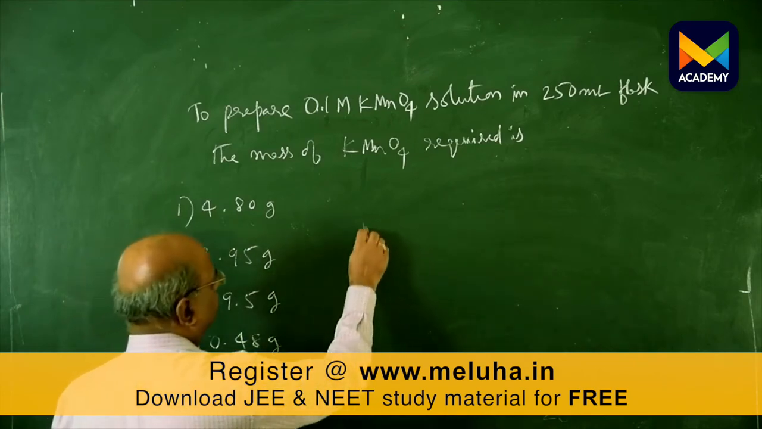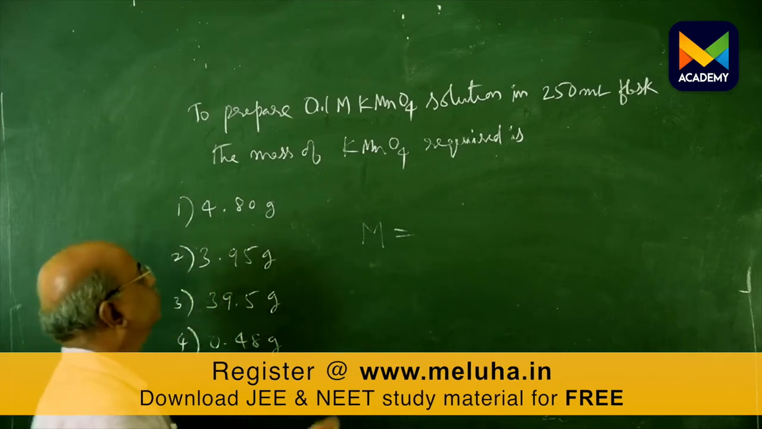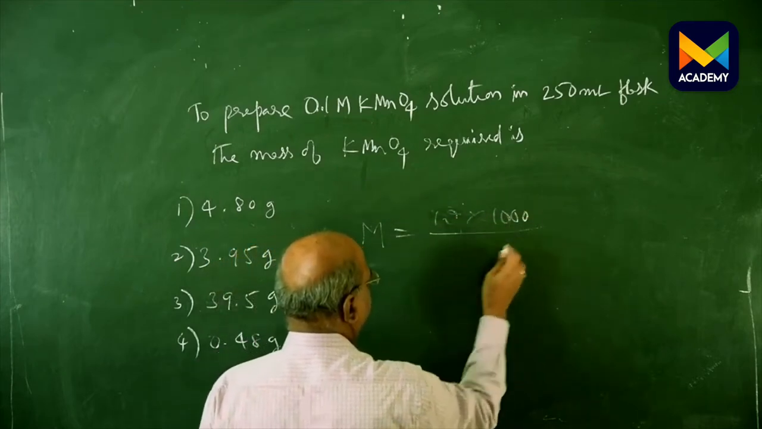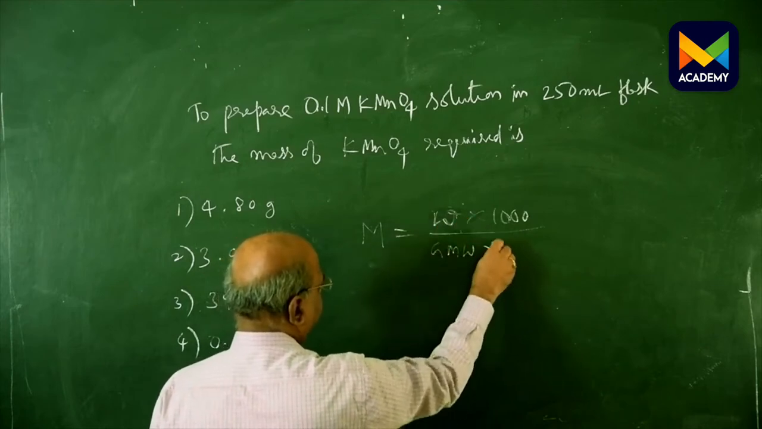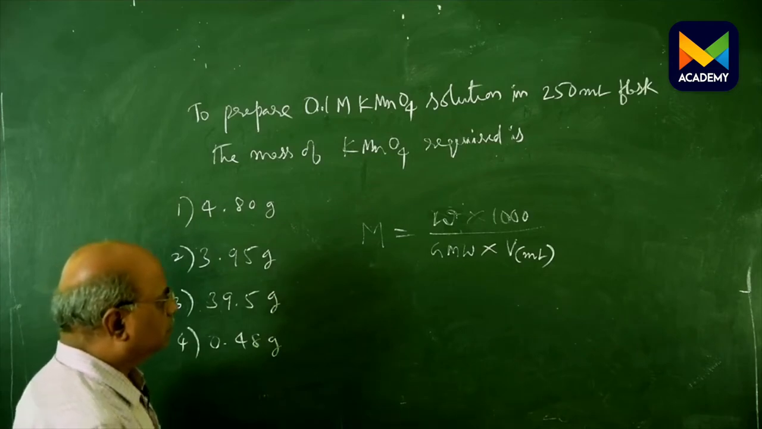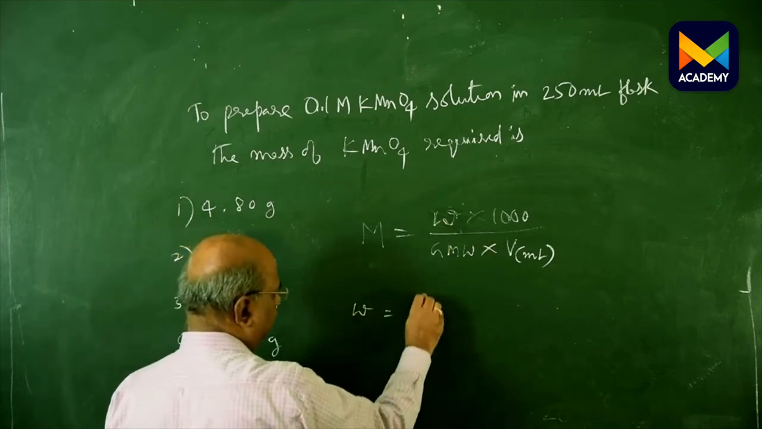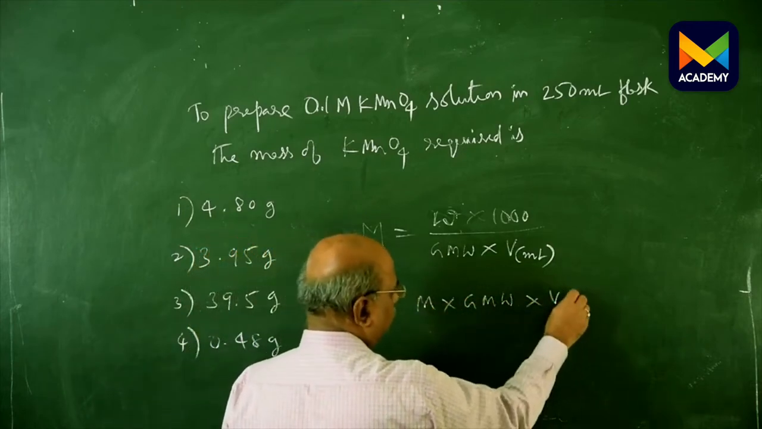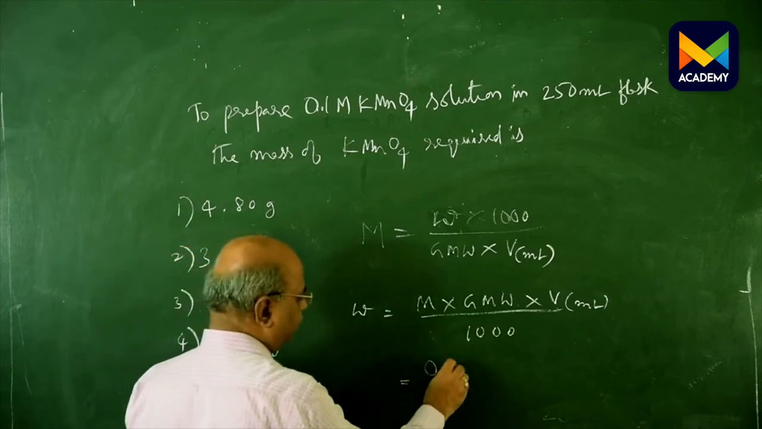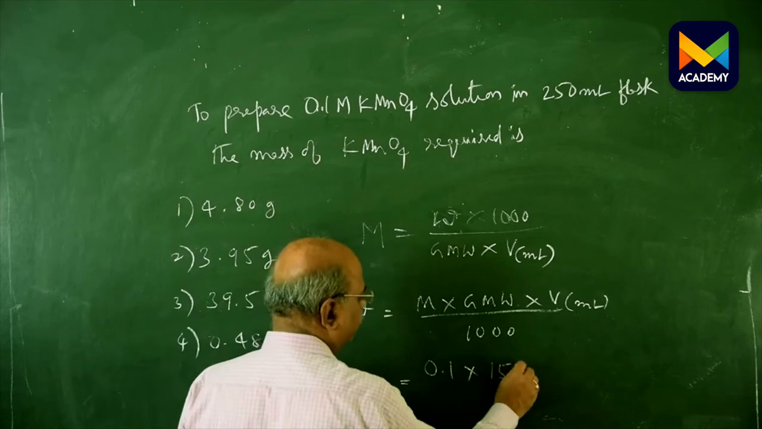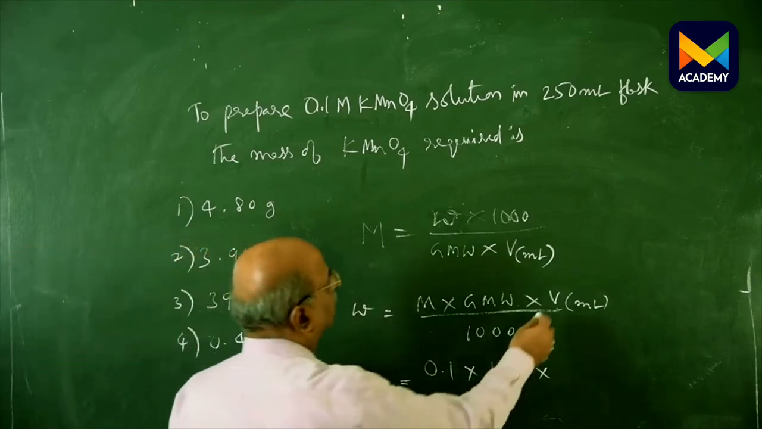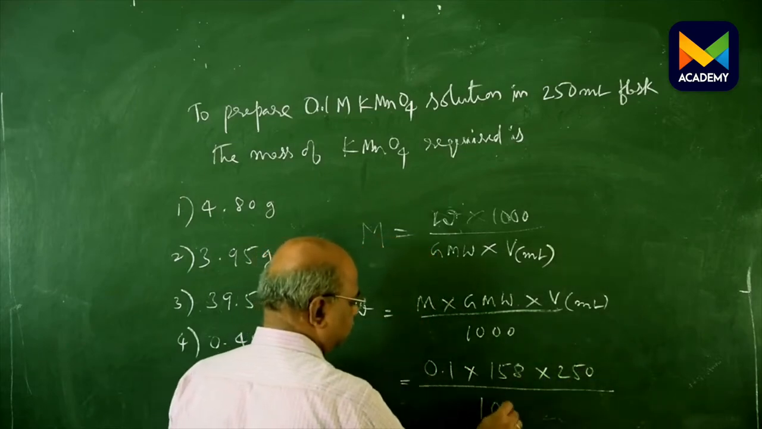It is a simple problem related to molarity. Molarity formula with weight and volume information: W into 1000 by gram molecular weight into volume in milliliters, because volume is given as 250 ml. And now we need to calculate weight. So W is equal to M into gram molecular weight into volume in ml by 1000. Molarity given for KMnO4 is 0.1. Gram molecular weight of KMnO4 is 158. If you calculate from potassium, manganese and oxygen atoms point of view, it comes to 158. And volume given is 250 divided by 1000.